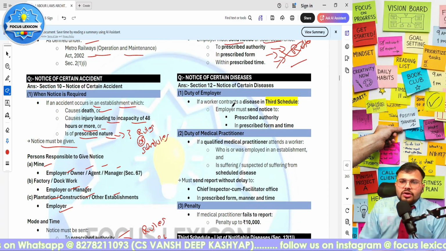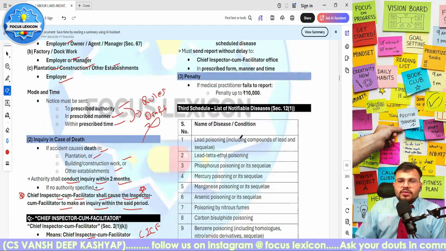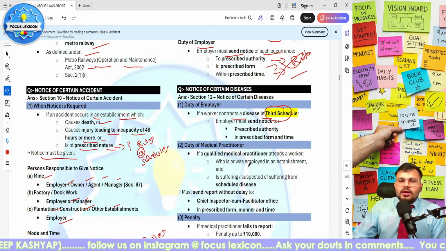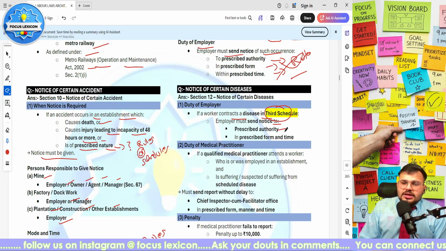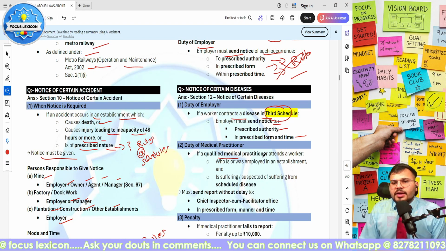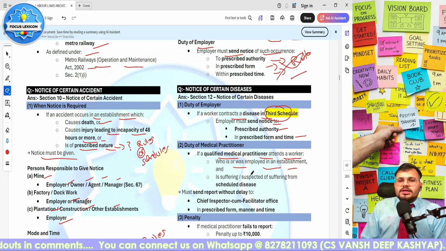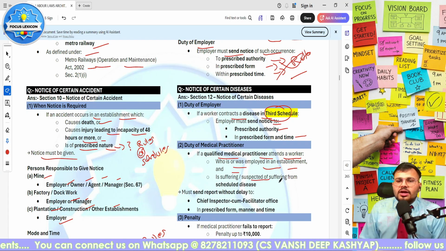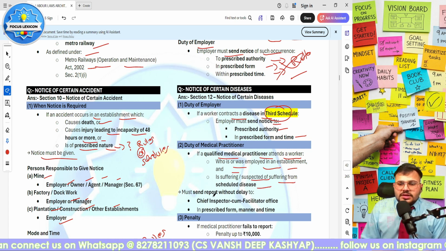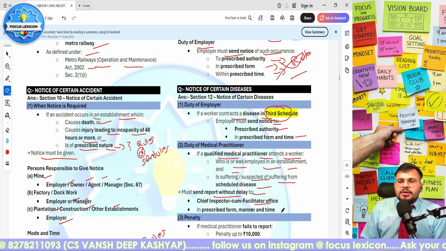If a workman contracts a disease in the third schedule, we will be reading this also. The employer must send notice to the prescribed authority in the prescribed form and time. Duty of medical practitioner: if a qualified medical practitioner attends a worker who is or was employed in an establishment and is suffering from, or suspected of suffering from, scheduled diseases, he must send a report without delay to the chief inspector-cum-facilitator in the prescribed form and manner.